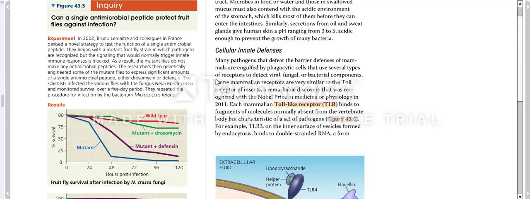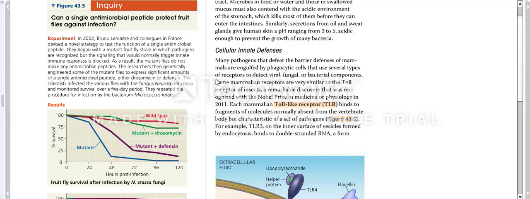So some background of the chart in the study is that the research team engineered the flies to express significant amounts of a single peptide and measured over time whether or not that single peptide could keep the flies alive from an infection of a fungi or a bacteria.